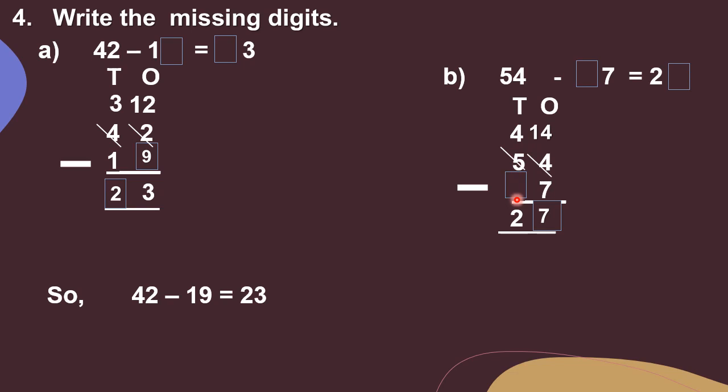And 4 minus dash is equal to 2. 4 में से हम क्या माइनस करें कि हमारा आंसर 2 आ जाए. So 4 में से अगर हम इस 2 को माइनस कर देंगे, then we will get this number. So that is equal to 2. So 54 minus 27 is equal to 27.